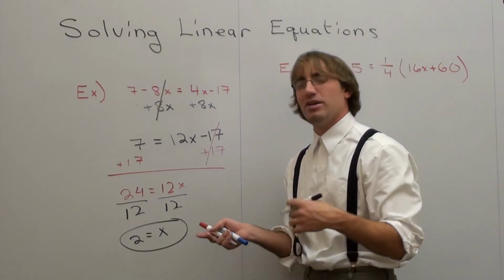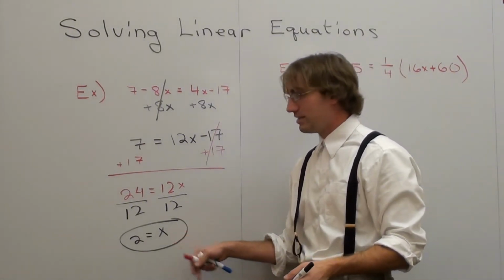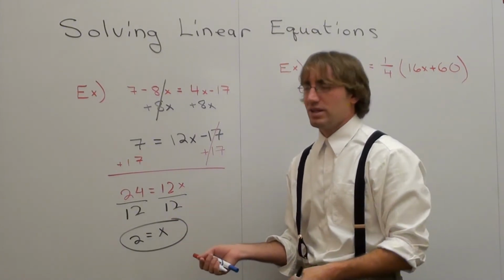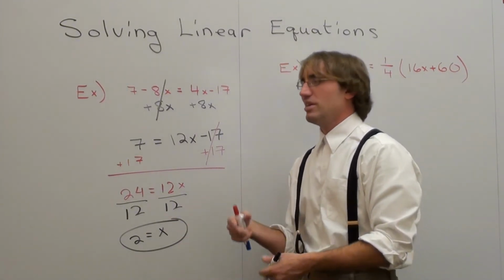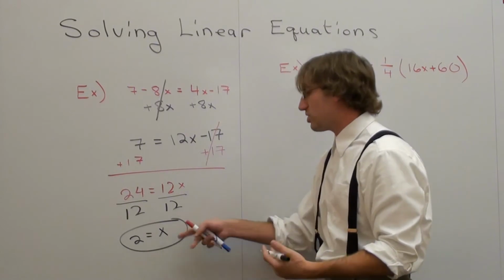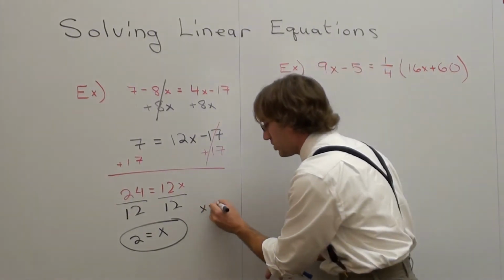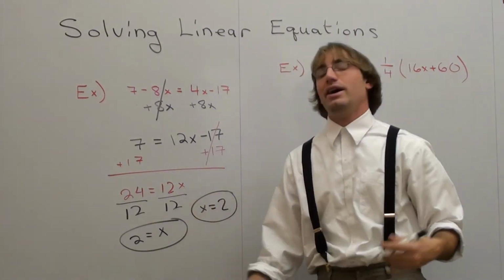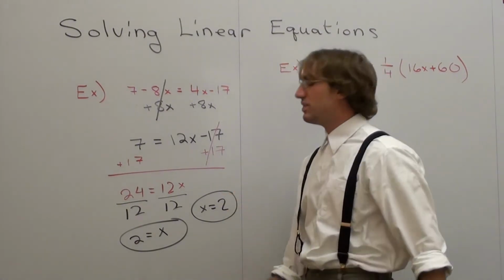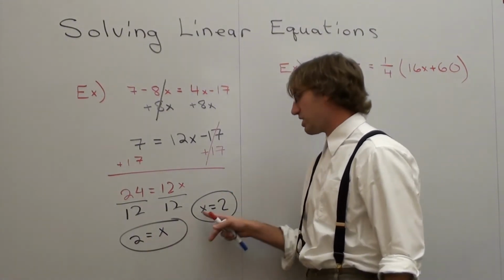Some teachers find it unpleasant when you put the x second. Some don't care. Some say, well, you've got to make sure that you make it look nice. So instead of writing 2 equals x, you can also write x equals 2. Would I mark either of them wrong? No, because if you got to this step and you said 2 equals x or x equals 2, it's the same thing.